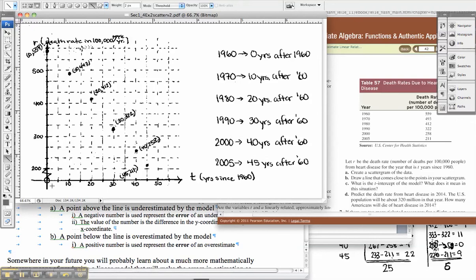So the first thing that I did was I created a scale. The scale you see here is independent axis T in years since 1960, and then the dependent axis R is the death rate in hundreds of thousands of people per year. And this axis I have broken right here with this jagged line, which tells you that there's a big break between 0 and 200, and that's 200,000 people per year.